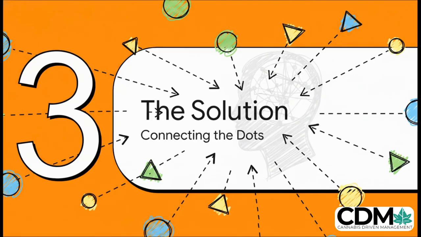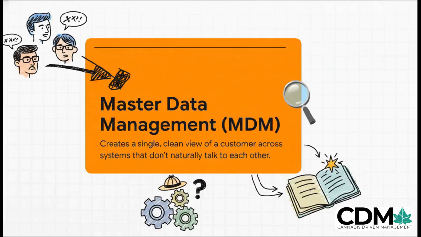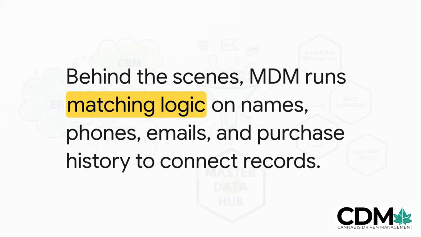Well, the solution is all about connecting those scattered dots. Now, the fancy term for this is master data management, or MDM. But here's an easier way to think about it. MDM is like a master detective. It looks at all the different versions of Scott from all your systems, which, by the way, don't naturally talk to each other, and it pieces together the clues to create one single, clean, golden record for that customer. So how's it do that? Well, MDM is this smart engine just humming along in the background. It uses some really clever logic, matching up little clues, names, phone numbers, emails, even what he's bought before, to figure out, hey, all these different records, they're all the same guy. It's basically the brains of your whole data operation.